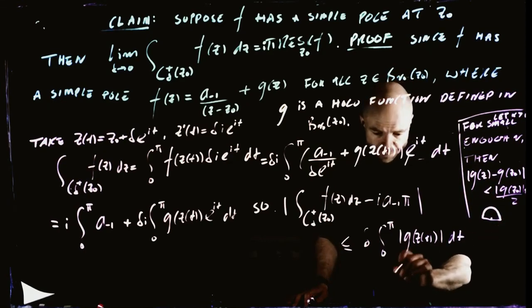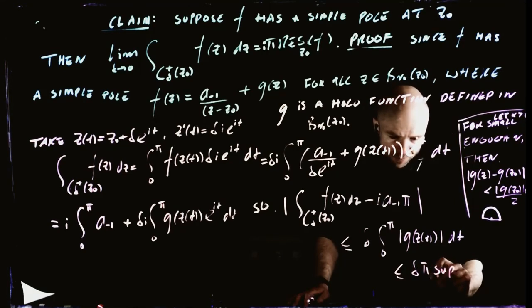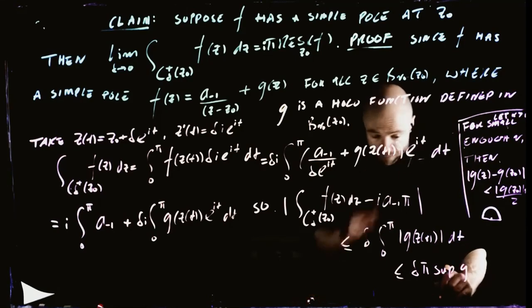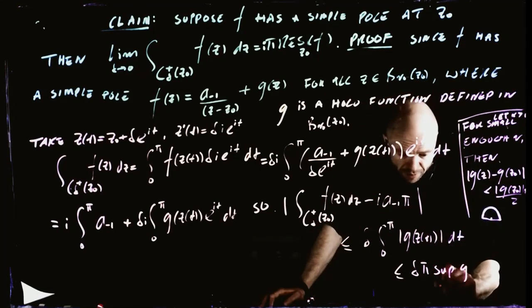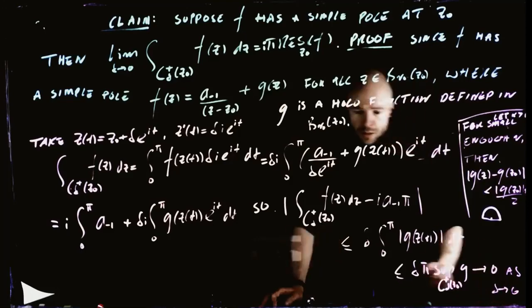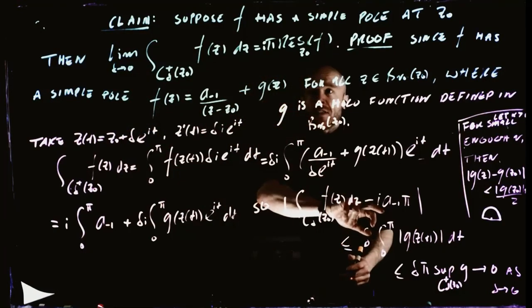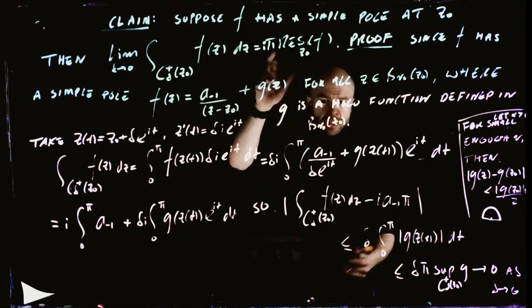So then this thing is less than delta times pi, the supremum of g. Actually, I could just do it this way, just the supremum of g on this semicircle, c plus delta of z0. This thing, as we've just seen, is bounded, so then this thing goes to 0 as delta goes to 0. So that shows exactly our claim that the limit of this thing is equal to this thing, which is exactly what we said. a to the minus 1 is the residue.